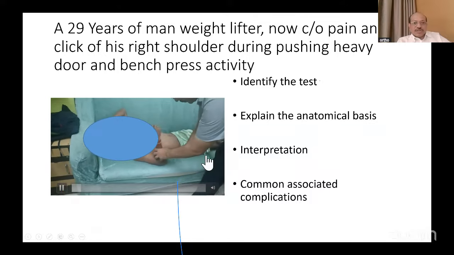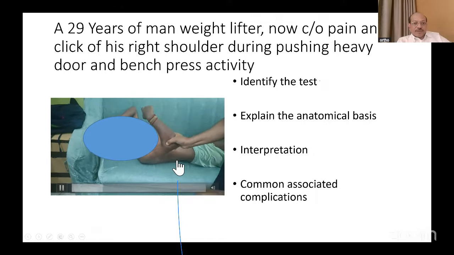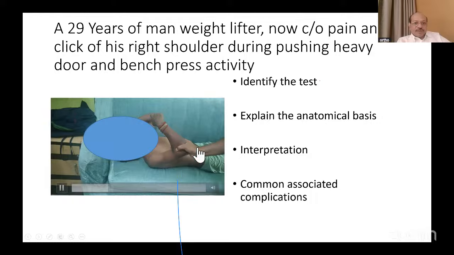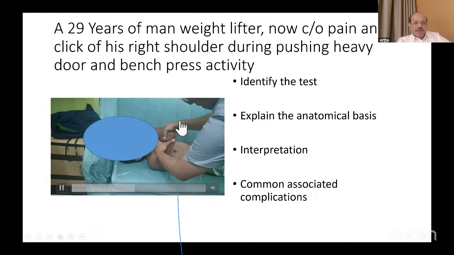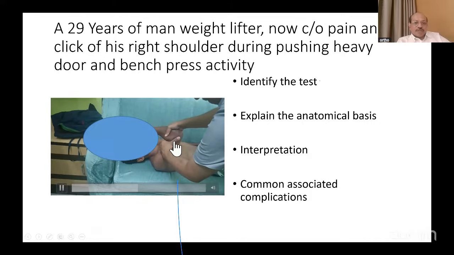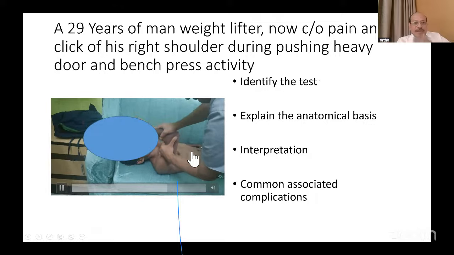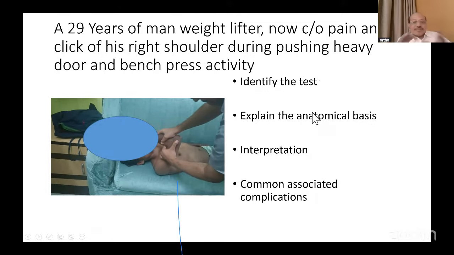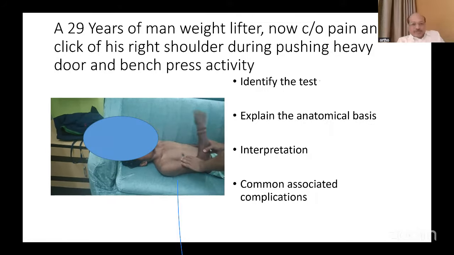So again, check this. See, this is 45-degree abducted. Now a downward push and a posterior push is being applied. So basically it is being loaded. The posterior part, as well as the posterior inferior part of the labrum, is loaded in this position.